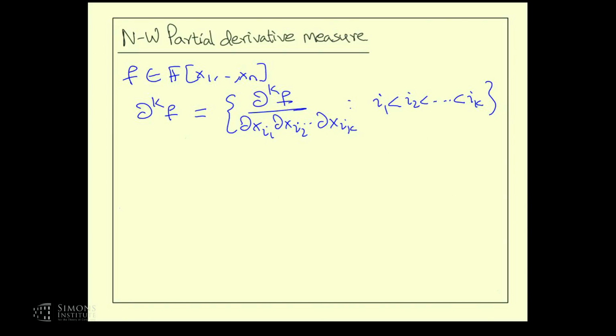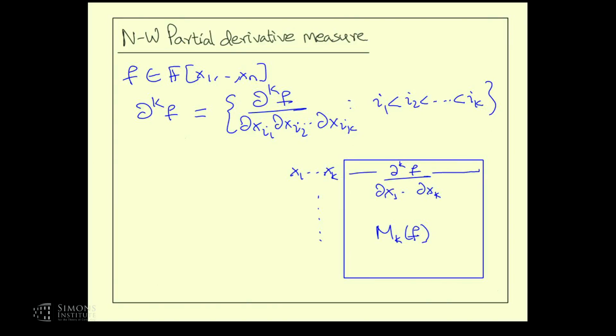Here I'm taking partial derivatives with respect to distinct variables. It doesn't have to be that way, but just for simplicity, let's take distinct variables. So I take all partial derivatives of f with respect to k distinct variables, and that gives me a large set of polynomials. For every possible set of k variables, I get a polynomial. Now I write down this giant matrix where the rows are labeled by k-sets of variables, the sets of variables with respect to which I take the partial derivative. The row corresponding to x1 to xk is the polynomial obtained by taking the derivative with respect to x1 to xk. I write this polynomial down as a list of coefficients.